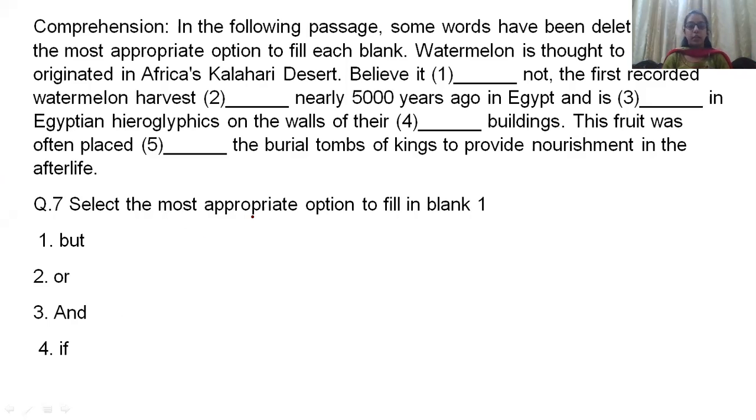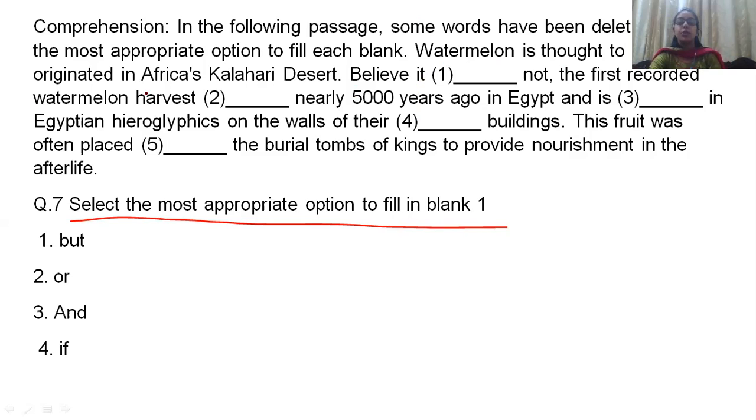Question number 7. Now, this type of question comes under the category of closed test question. All right, a comprehension, a passage will be given to you, and some blanks will be there. And then the questions will be there following each blank. So you have to fill all the blanks one by one by choosing from the options. So the question is, select the most appropriate option to fill blank 1. Now you have to read the sentence till the part where blank 1 is coming.